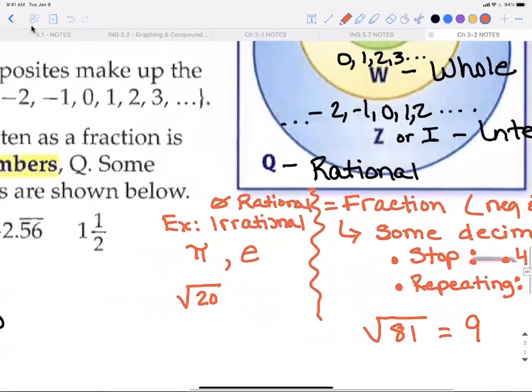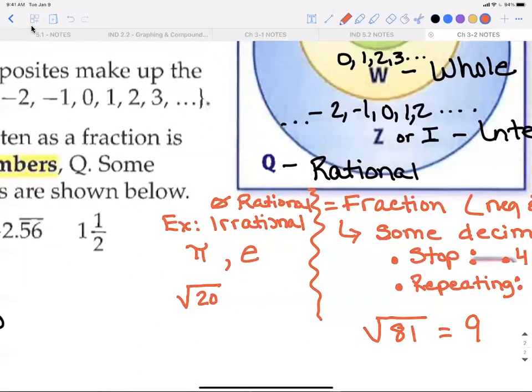But the square root of a non-perfect number like 20, or the square root of 5, or the square root of anything other than those perfect squares is considered irrational. Because if you punch it in your calculator, there will be no end and there will be no pattern. Okay, and you can't write it as a fraction. Okay, are we good there?